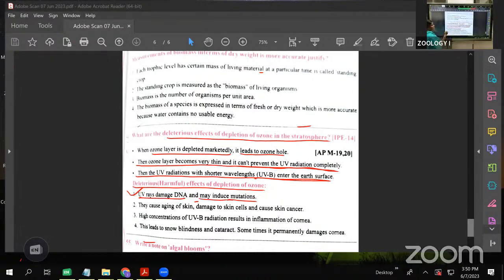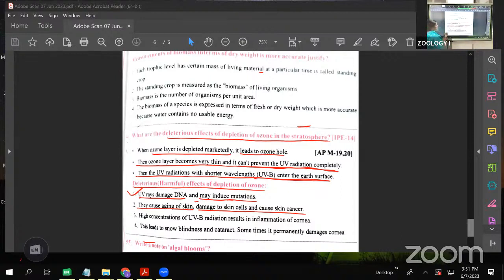Next, all of you know this one. They cause the aging of skin, damaging of the skin cells, and cause skin cancers. Here, in this effect, when the radiation falls on the earth, what will happen is they cause aging of the skin, damage the skin cells, and cause skin cancers.